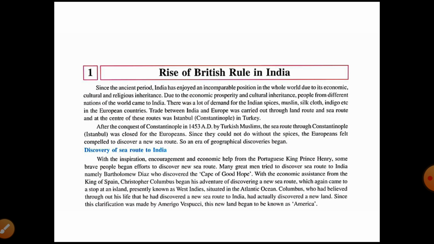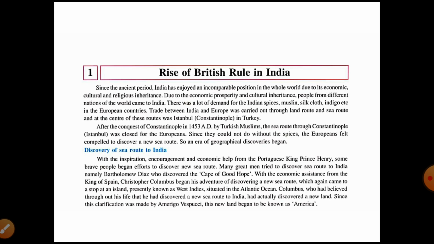Just think, if we are eating food and by mistake salt is not added to it, we cannot eat it. The same situation was there for the Europeans with the spices imported from India. So the era of geographical discoveries began. With the help of geographical location, with the help of land or sea, the people from Europe started to discover a new route to India.